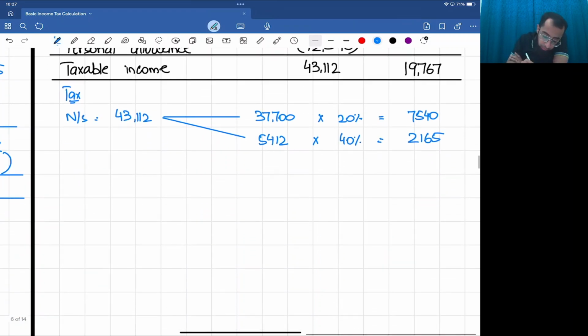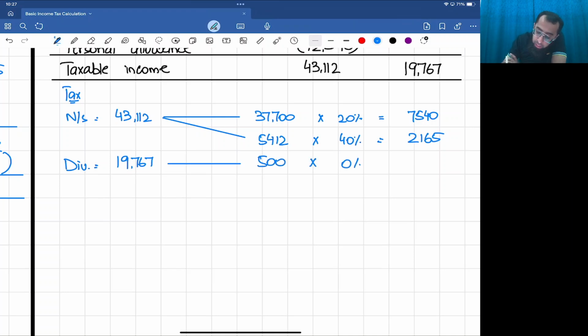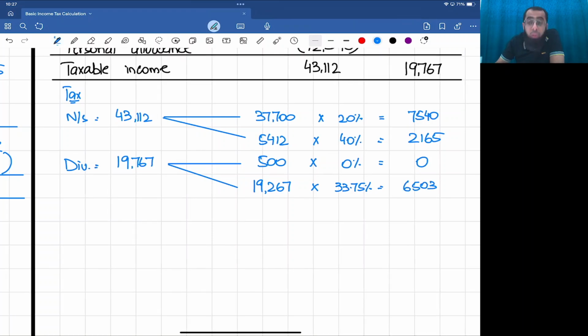Now comes the dividend income, 19,767. The first 500 pounds will be taxed at 0%, so that gives you zero tax, and the remaining 19,267, since the basic rate band is done, will be taxed at 33.75%, which is the higher rate of tax for dividend income. 19,267 into 33.75%, so it's 6,503.